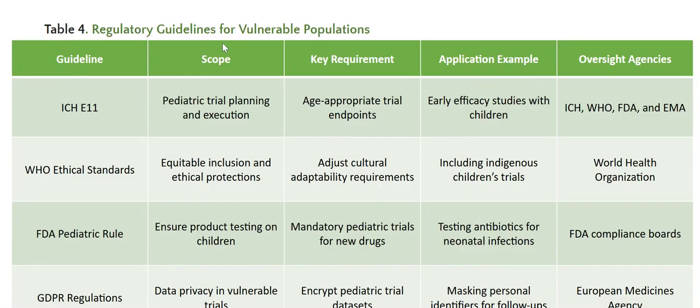Another table about regulatory guidelines for vulnerable populations: the guideline, the scope, the key requirement, application example, and oversight agencies. As a guideline, we have ICH E11 about pediatric participation in trials, WHO ethical standards, World Health Organization, FDA, Food and Drug Administration, pediatric rule in USA, GDPR regulations in EU, European Union, US/EU, European Union harmonized guidelines.